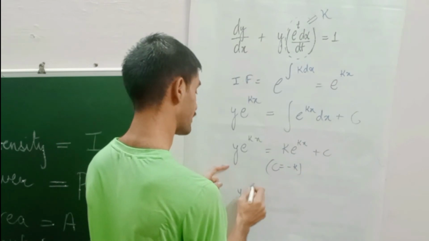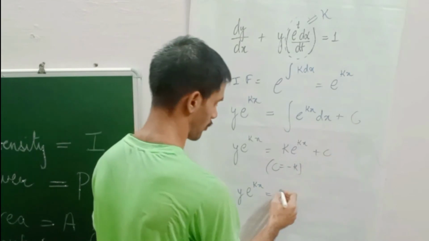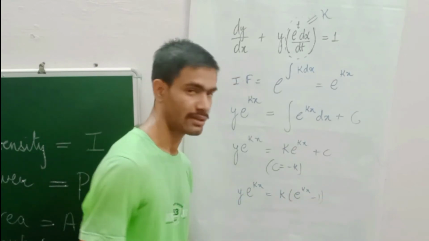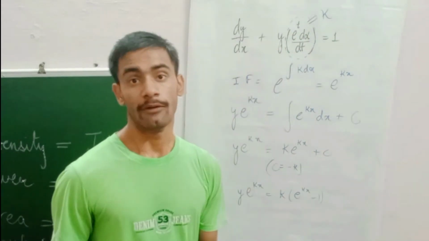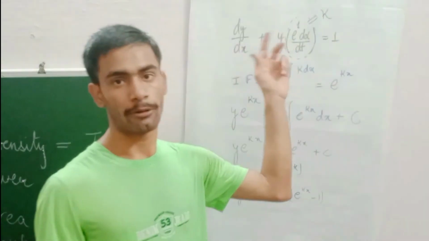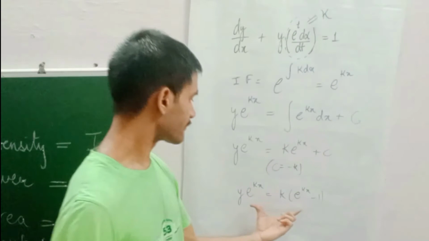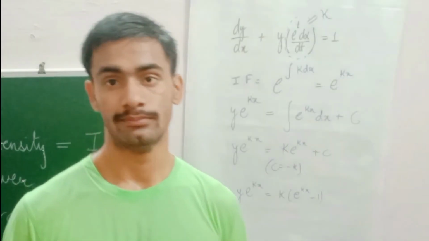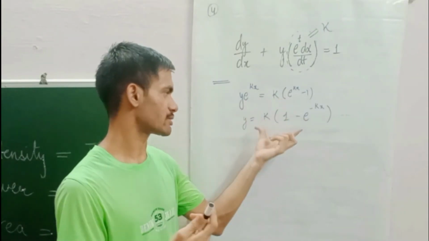So y e power of kx equals, taking k common, k times e power of kx minus 1. Now k again is a function of d alpha by dt, where nothing has been told about d alpha on dt, that means alpha and t might be related. So after solving this, you would be able to get that relation, which can further be changed to this one, and the simplified version would be this one.